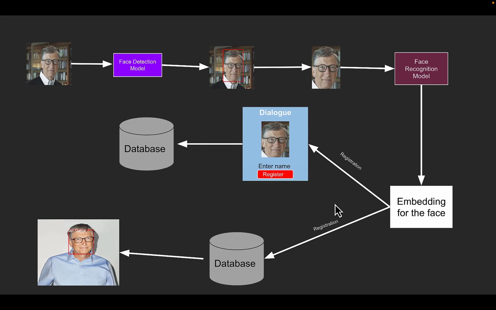And if we are recognizing, then we are comparing this embedding with the embeddings of registered faces. And where the difference or the distance between two embeddings is minimum, we are considering that registered face as our prediction. So hopefully you got the idea about the working of a facial recognition system.